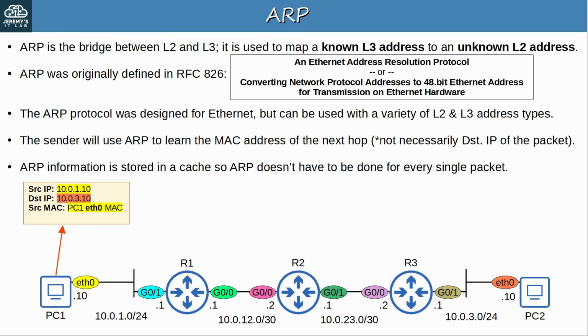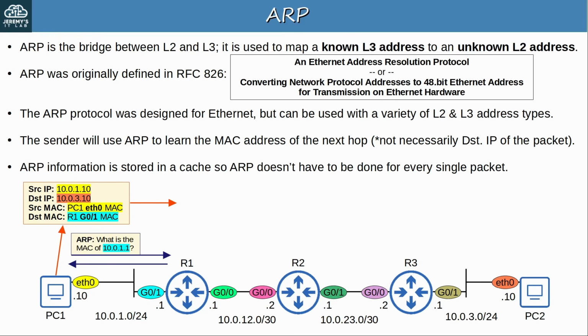PC1 wants to send this packet to 10.0.3.10, PC2. It knows PC2 is in a different subnet, so it must send the packet to its default gateway R1 for routing. It knows R1's IP address, either because it learned it via DHCP, or it was manually configured on PC1. So PC1 sends an ARP request asking, what is the MAC of 10.0.1.1? To which R1 replies with its MAC address.